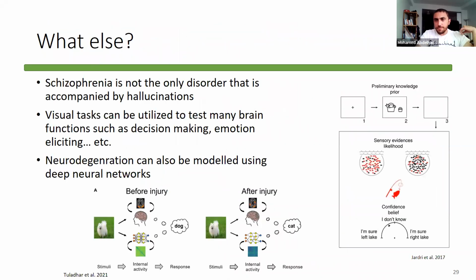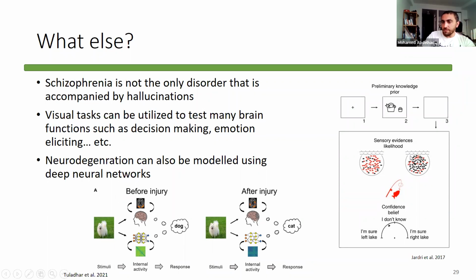Okay, so the question is, of course, what else? This is one example that we've been working on, which is schizophrenia. But schizophrenia is not the only disorder that is accompanied by hallucinations, so we can study this with many other different disorders. The idea is that visual tasks are very versatile. You can use them to test different brain functions, such as decision making, or elicit emotion if you're showing emotional faces or emotional movie clips, etc.